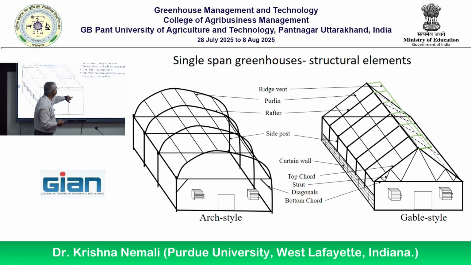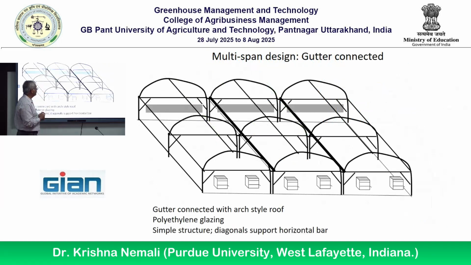We talked about this. Now let's go to this one. This is also what? What type of greenhouse? A multi-span. But this looks more like what? Arch, doesn't it? That's what we call gable style. Okay? Gutter connected greenhouse. Now here is the black line, dark black line.